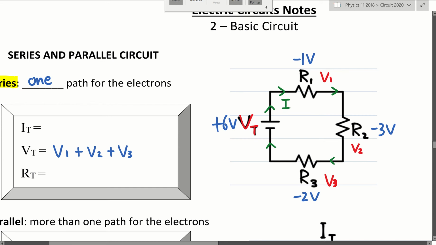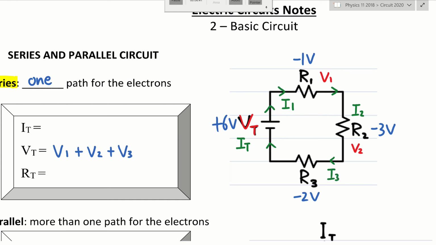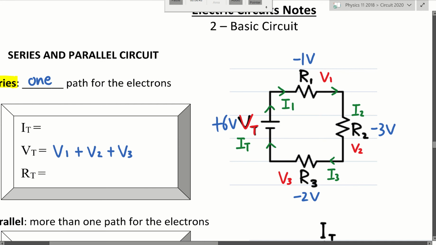So let me label again. How much is the current coming out from the battery? So we can say that. And then how much is the current going through resistor number 1? How much is the current going through resistor number 2? And how much is the current going into resistor number 3? Now let's talk about that. Okay, so now what is current?